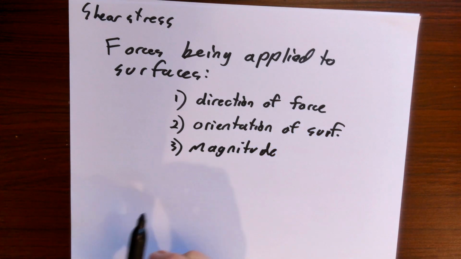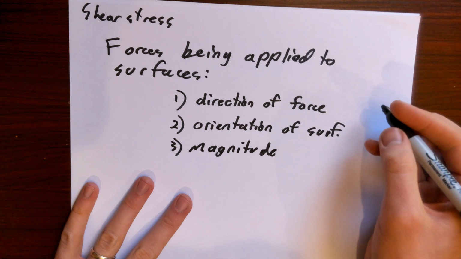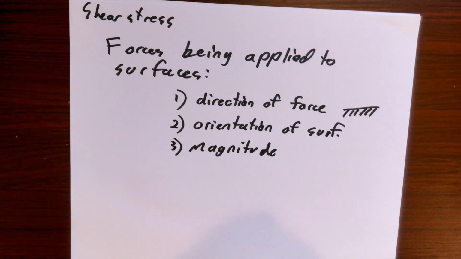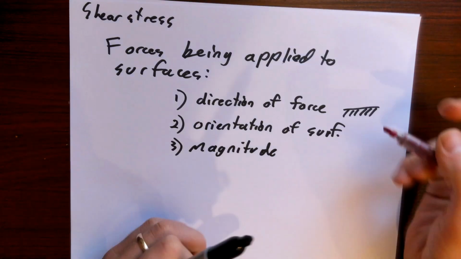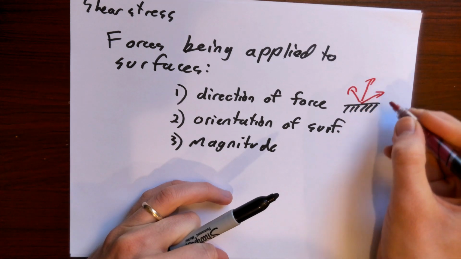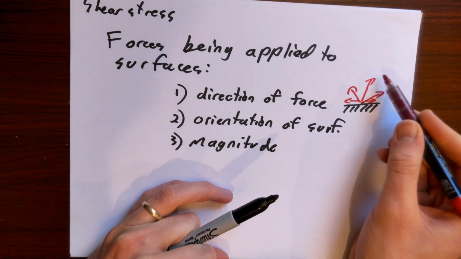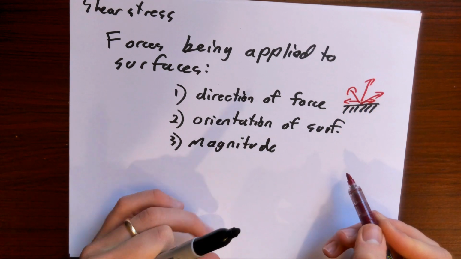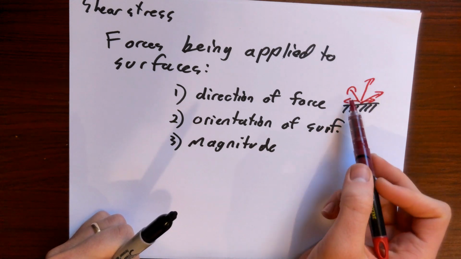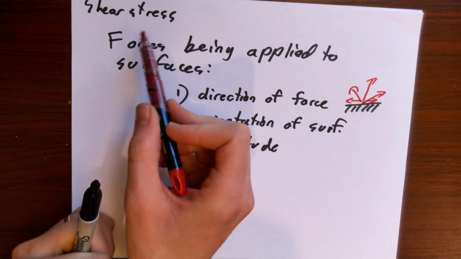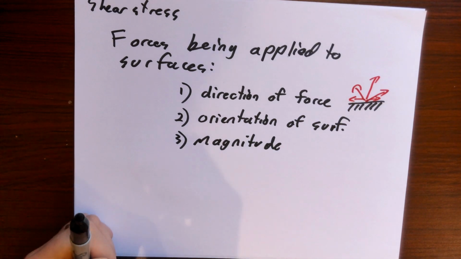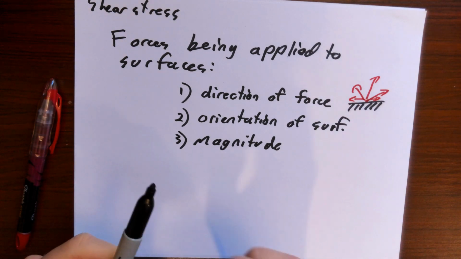So if I'm thinking about the direction of the force, let's say I have some surface right here. I could have forces that are applied in any number of directions, right? I could apply some force like that to the surface. I could apply some force like that, or like that, or like that, or like that, right? I could apply a force in any number of directions. And each of these forces in different directions would definitely result in a different nature of that shear stress and a different behavior of what's going on, what response that surface would have to the shear stress.